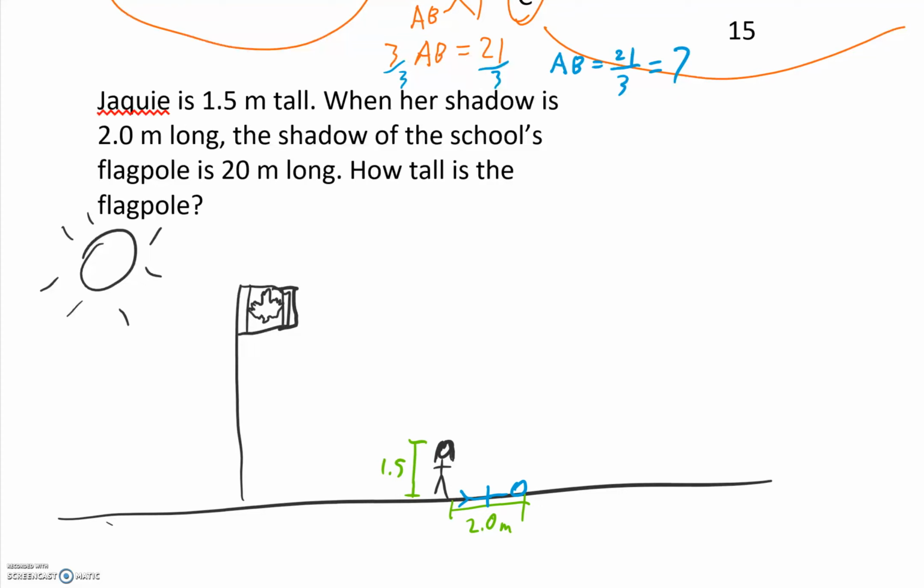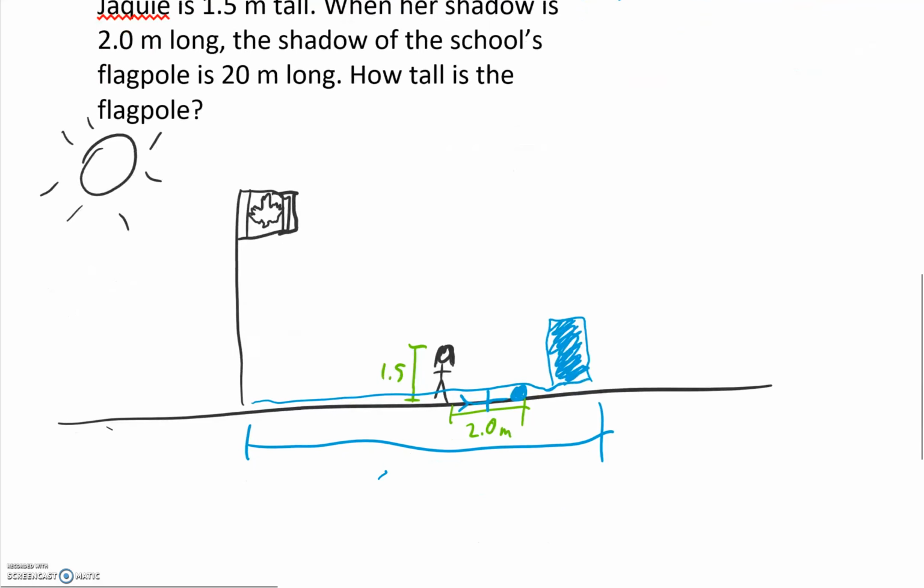I don't know if I can draw a shadow here, but let's try at least. Alright, so there's a shadow. And the flagpole is also going to have a shadow, and it's going to be very, very long. Actually, I guess you wouldn't have a maple leaf on the shadow. All you'd see is just dark. And the shadow for the flagpole, it tells us, is 20 meters long.